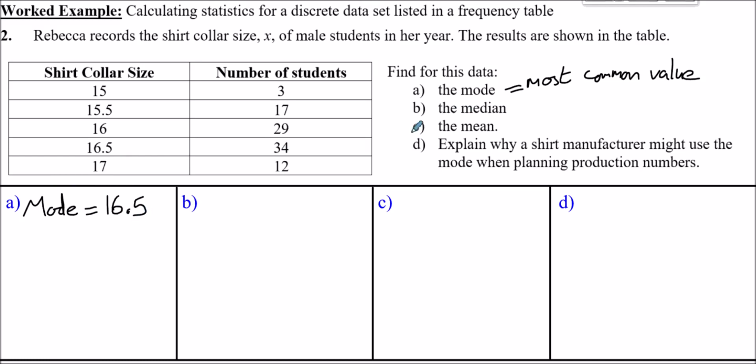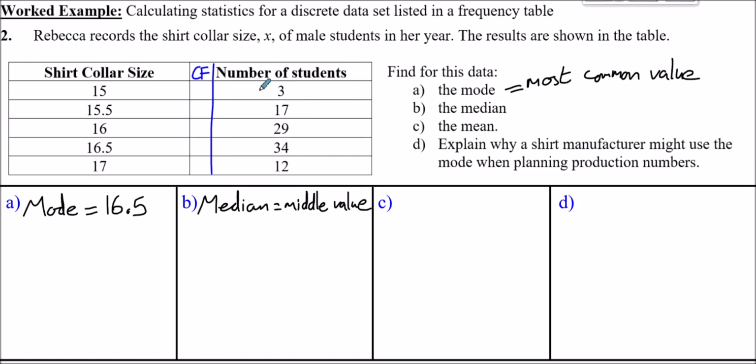For part B, looking at the median, we just need to recall that the median is the middle value. Now, I'm going to share a strategy for calculating this without getting too confused by it. We're going to have a look at the number of students here and do a cumulative frequency column, where we're going to do a running total of the sum of these rows.